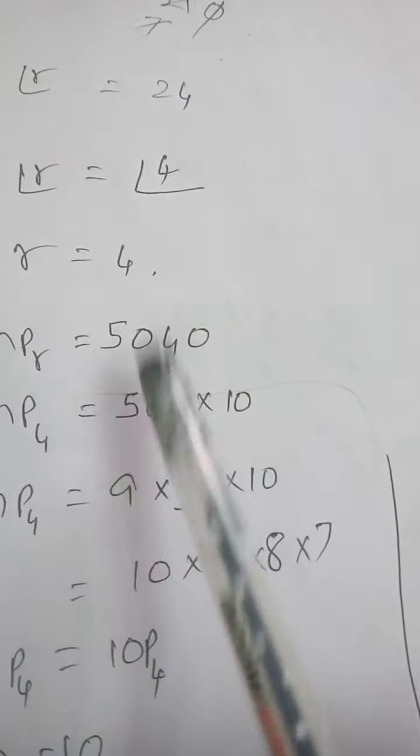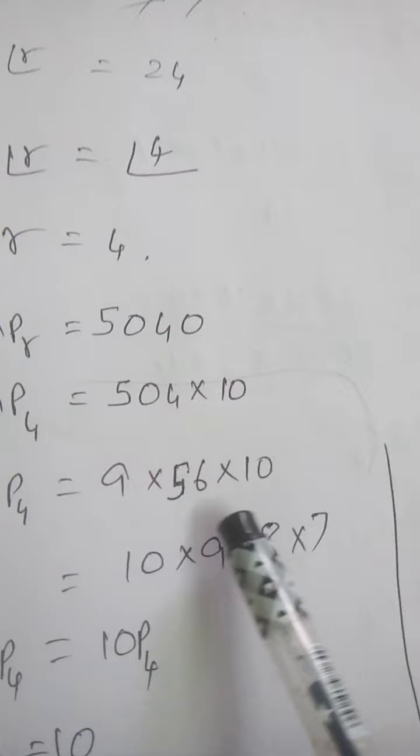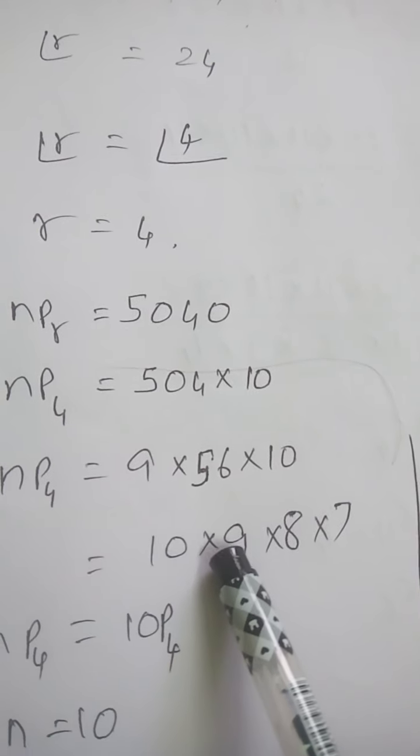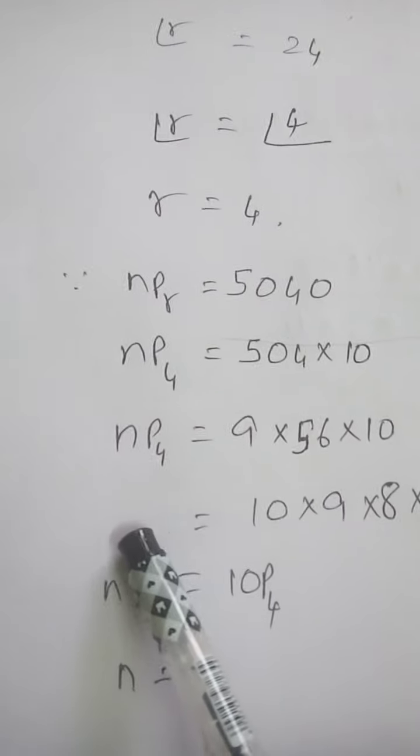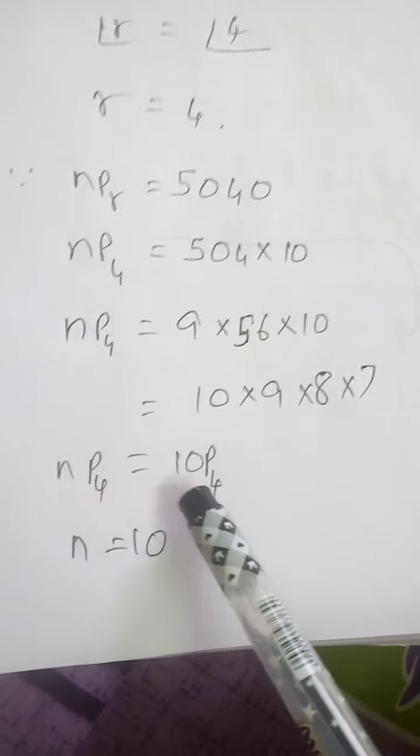So this is divisible by 9. 9 into 5 is 45, 9 into 6 is 54, and 56 I can write as 7 into 8. So this I can write as 10 into 9 into 8 into 7. So that is 10P4. So n is equal to 10. Therefore n is equal to 10, r is equal to 4.